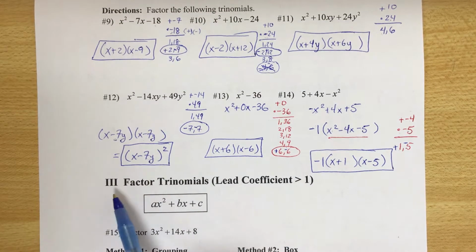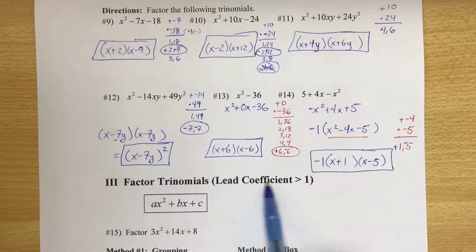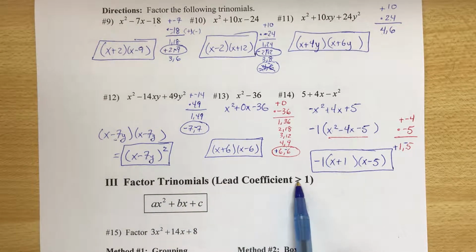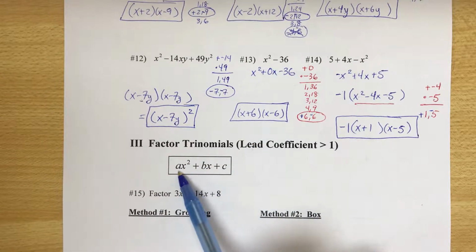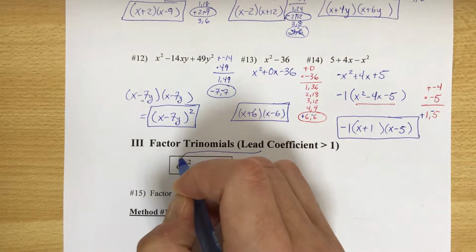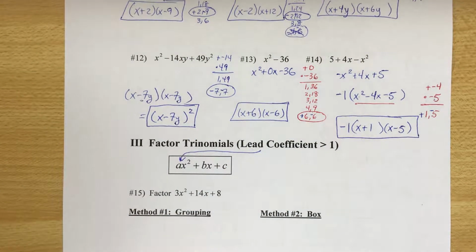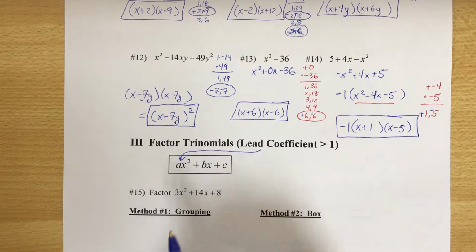Okay, so now we're here for part 3, which is factoring trinomials where the lead coefficient is greater than 1. The lead coefficient is that first number in front of x squared. The lead coefficient is the a value. It's whatever number is in front of x squared. So what's going to happen here, we're going to add a little piece to this.